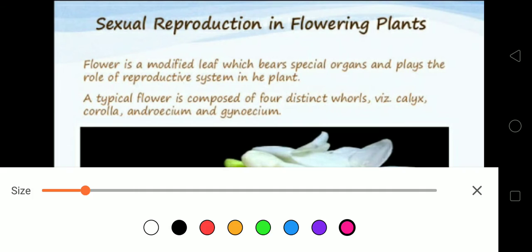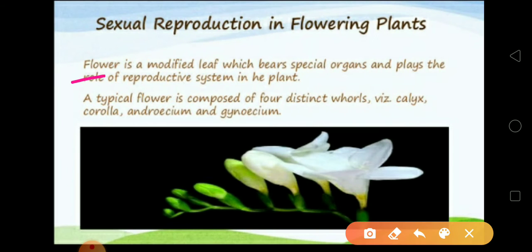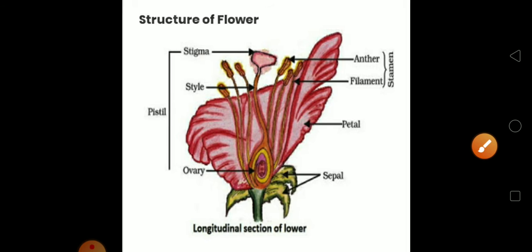As we know, a flower is a modified leaf that bears special organs and plays the important role of the reproductive system in the plant. A typical flower is composed of mainly calyx, corolla, androecium and gynoecium. So what is this? See here. The very first.